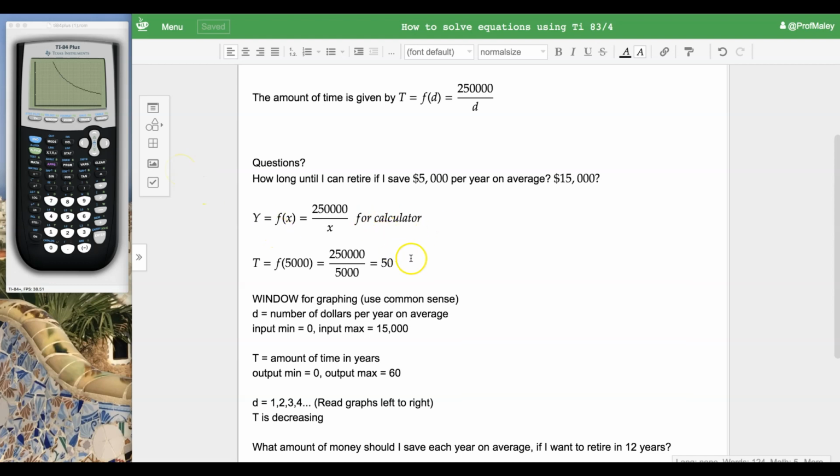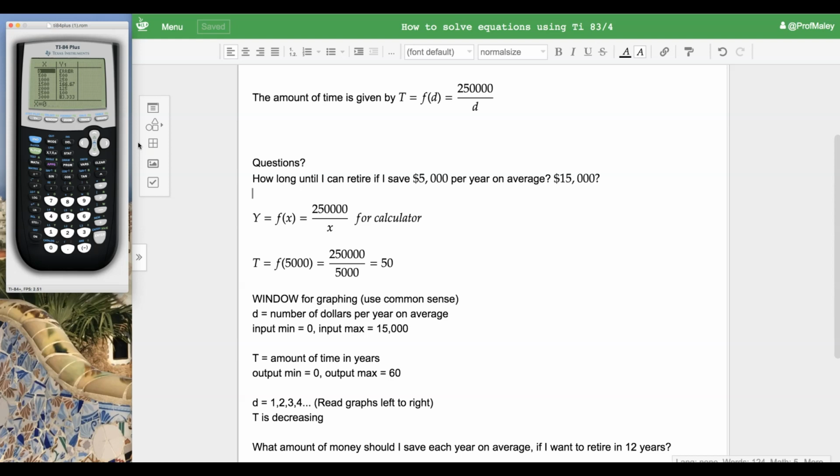But to get back to our original question, how long until I can retire if I save 5,000? Well, one way we could look at this is by going to the graph or going to the table. So if we come to table set and we start at 0 and we go up by, let's say, $500 each year, because that's my input. So starting input and then the change to my input. We can do it like that, and we'll come back here to look at some other options.